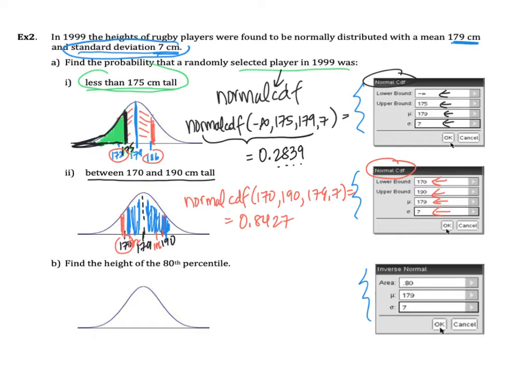Okay, now part B is slightly different. We're going to use a different function on our calculator to figure this one out. So what happens when they give us the actual, sorry, I don't know what I did to my computer screen here.